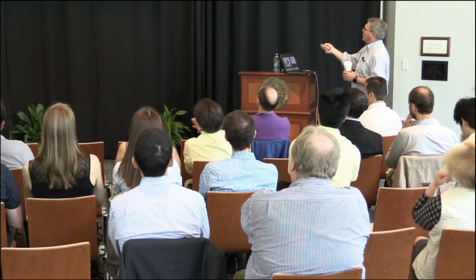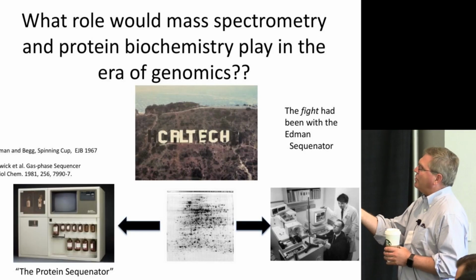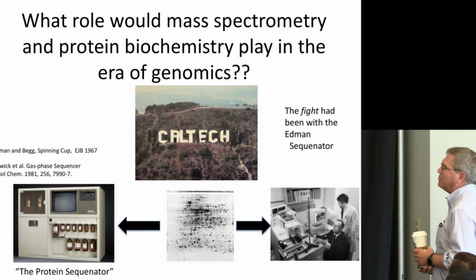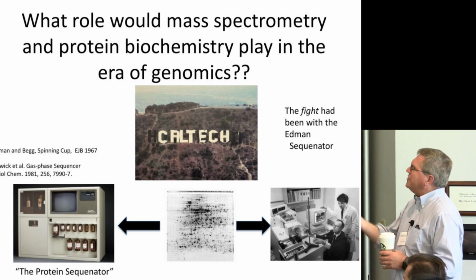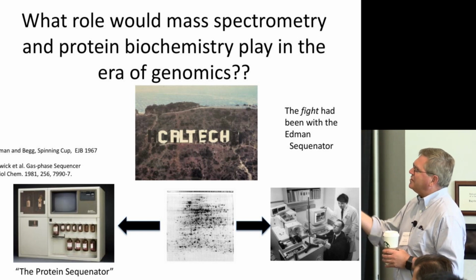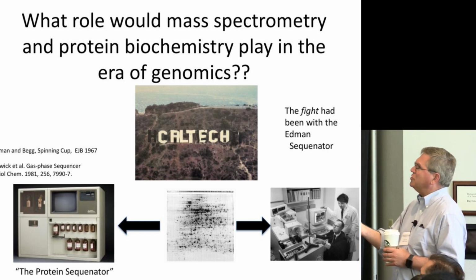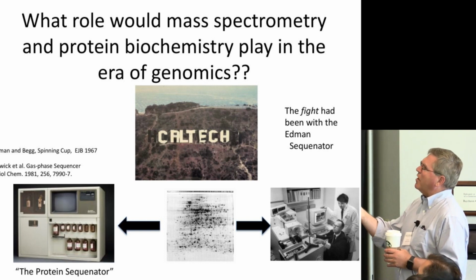And one of the things that we were thinking about at Virginia when I was there was pulling spots off 2D gels and then sequencing them on the mass spectrometer. But anyway, this was the deal at the time. And so it wasn't clear what role we were going to play in the future of genomics. And anybody recognize this?